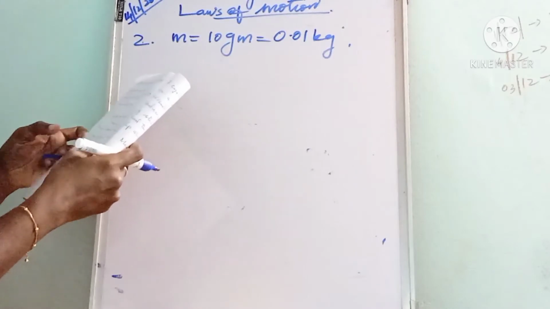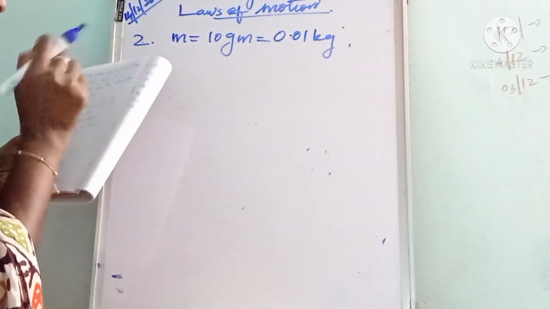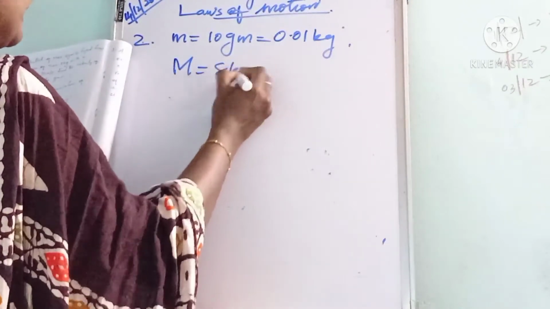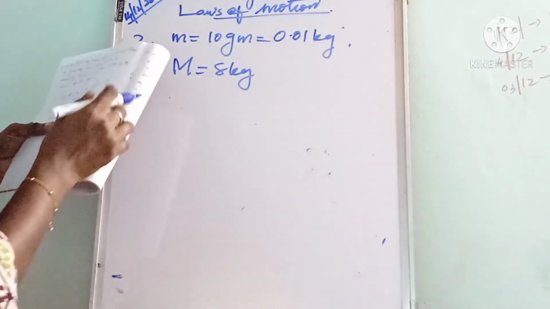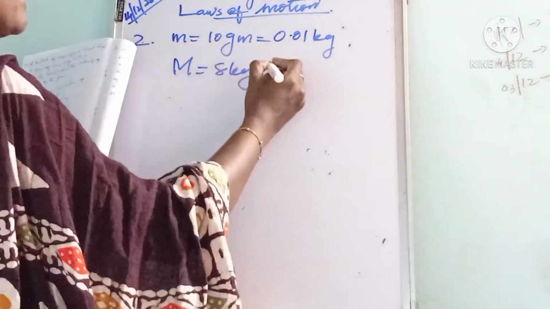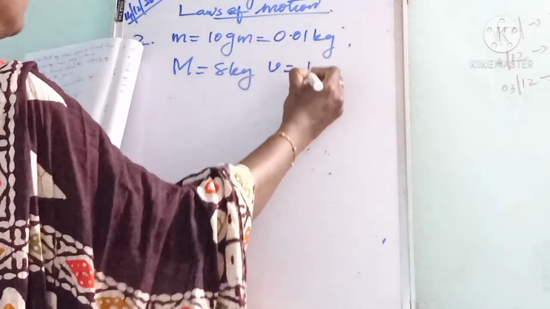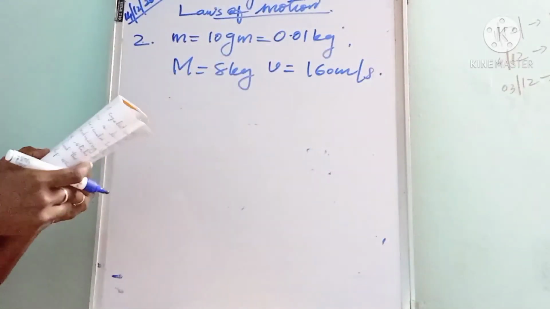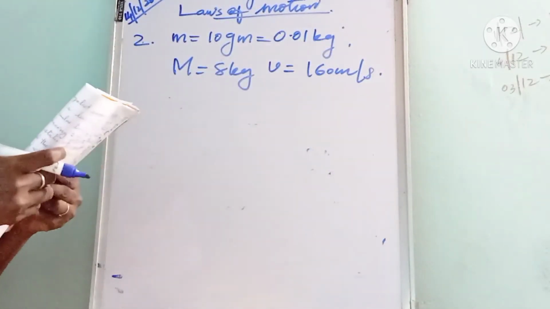Okay, it is fired from a gun of mass 8 kg. So the mass of the gun is 8 kg. And the bullet moves with a velocity of small v, that is equal to 160 meter per second. We have to find the recoil velocity of the gun.